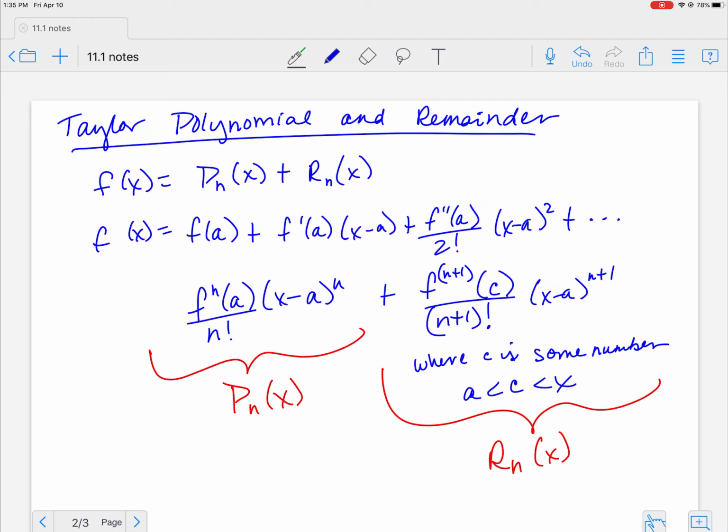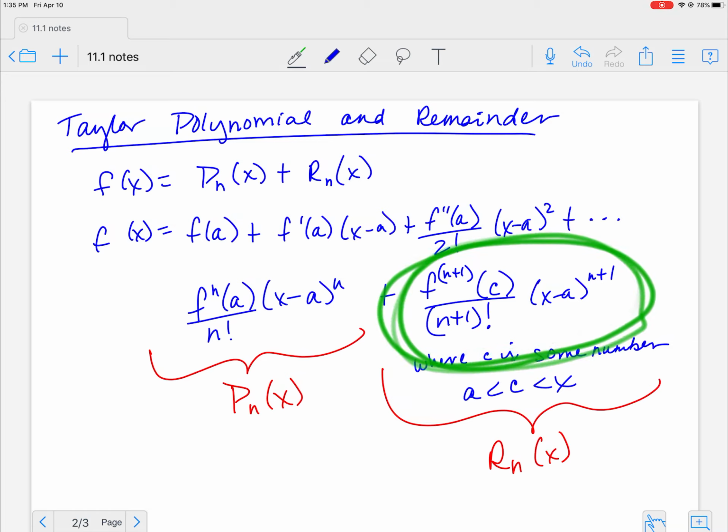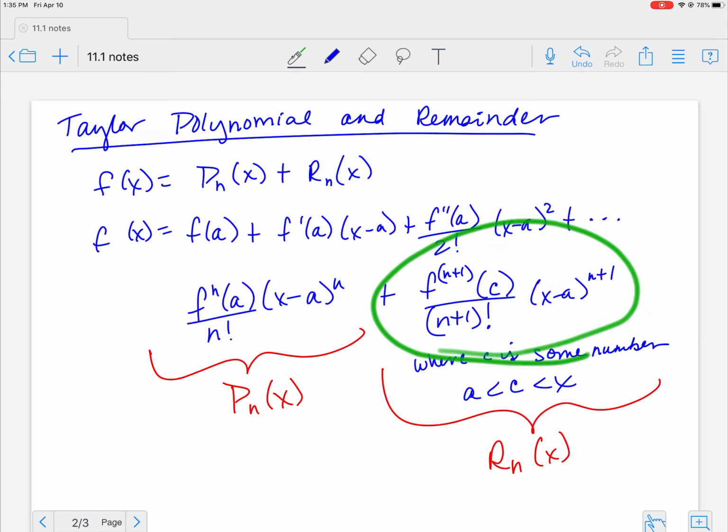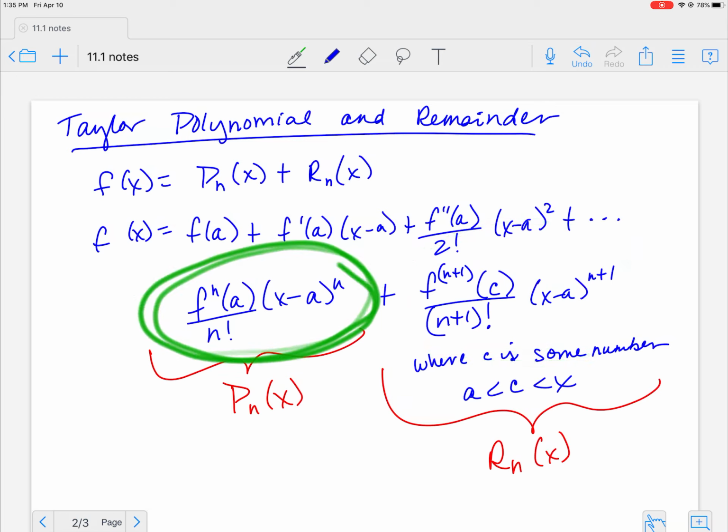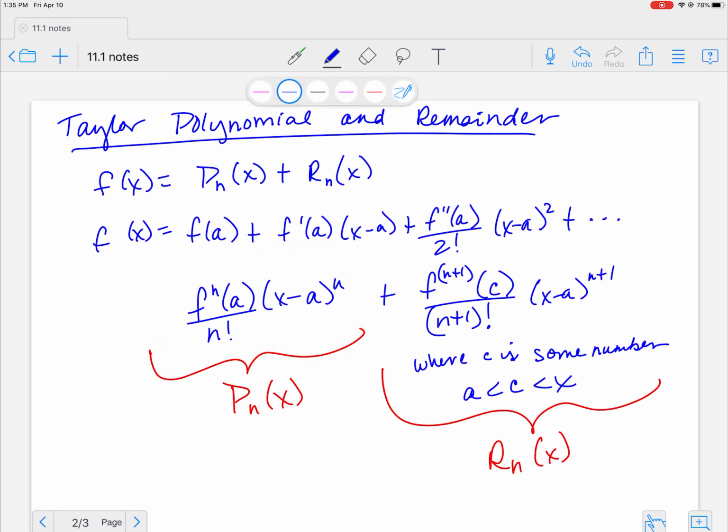So here, my value in my polynomial, this is that leftover part. How close am I now from my polynomial to my actual function? And this is the formula that we're going to be using for those polynomials. So I want to note something.